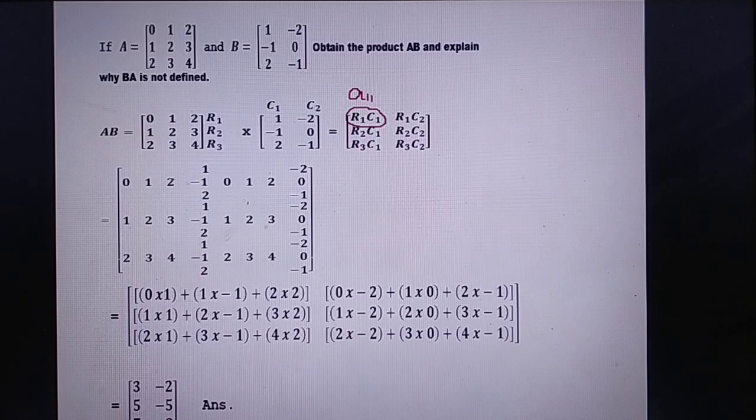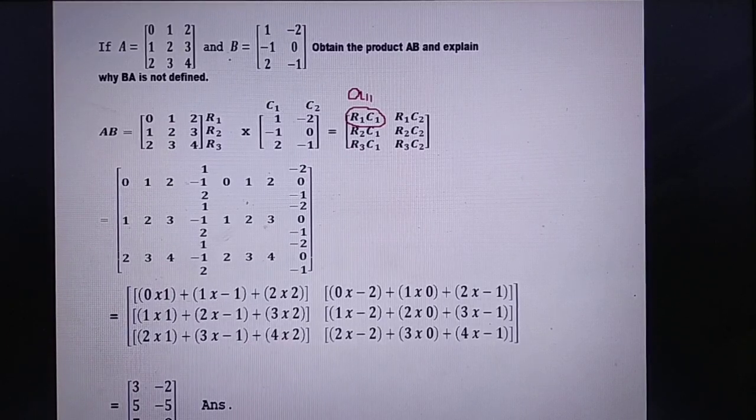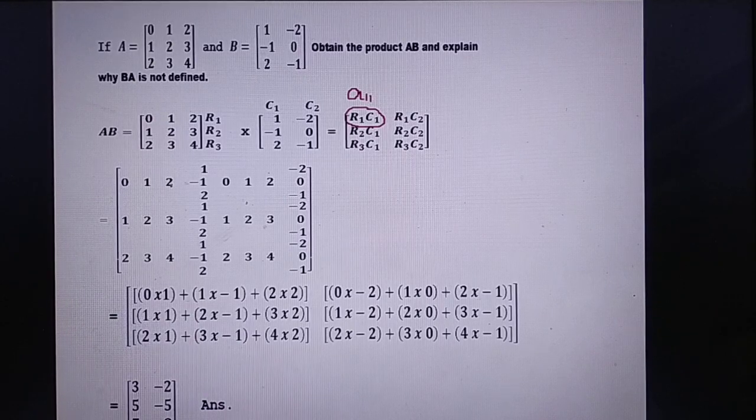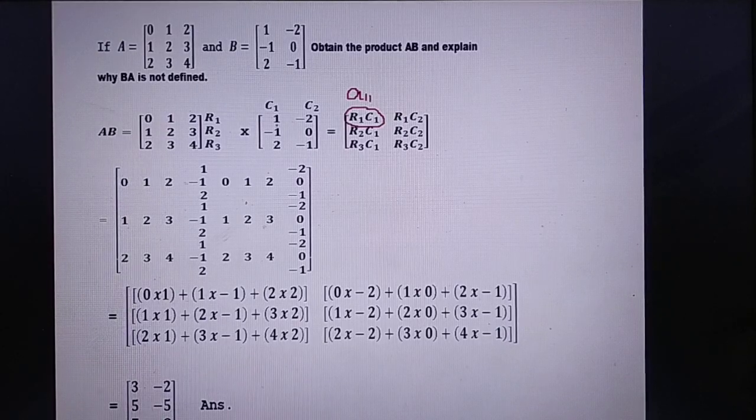So let us start here. The rows are arranged horizontally and the columns are arranged vertically. So this is row 1: 0, 1, and 2. Then the column of matrix B is 1, negative 1, and 2. And we write it here, 1, negative 1, and 2.